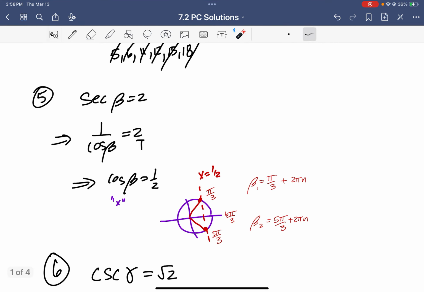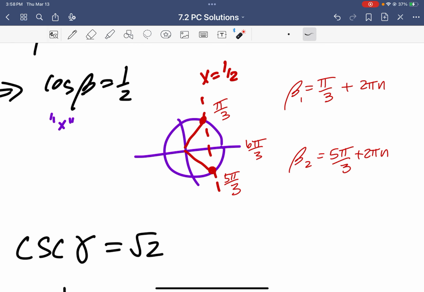Okay, so 7.2 day 1. If we've got secant equal to 2, well, secant is 1 over cosine. And if 1 over cosine is equal to 2, that means that cosine is equal to 1/2. If you don't believe me, you can cross multiply and solve to get that. Well, if cosine of beta is equal to 1/2, I know that cosine is x, so I draw my picture. I want to know where x is equal to 1/2.